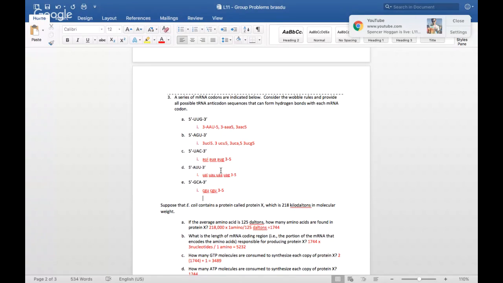All right, so we're going to do number 3 now, which has to do with the wobble rules. So number 3 is a series of mRNA codons are indicated below. Consider the wobble rules and provide all possible tRNA anticodon sequences that can form hydrogen bonds with each mRNA codon.